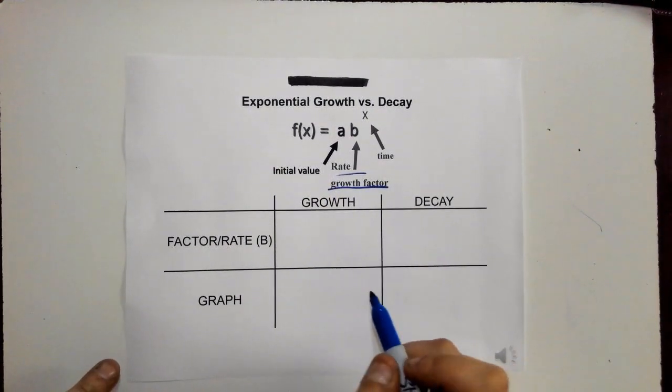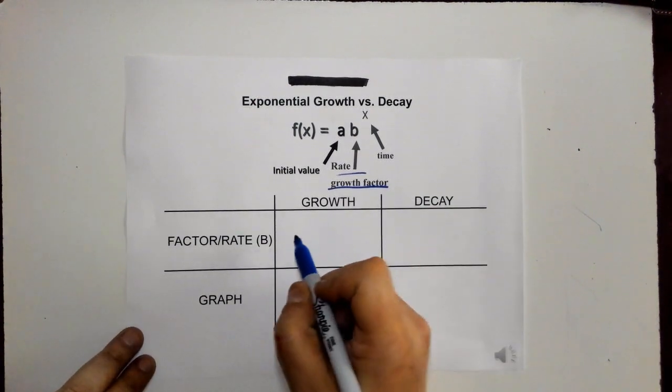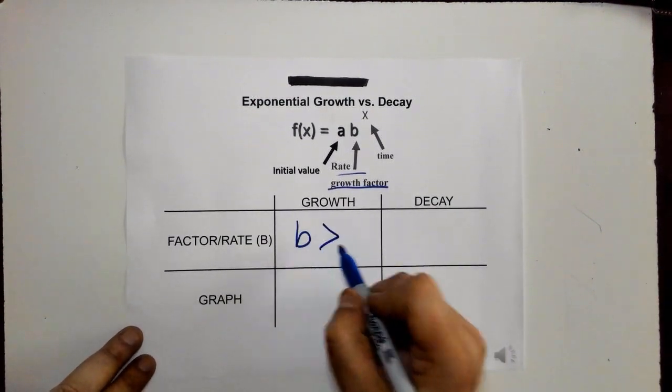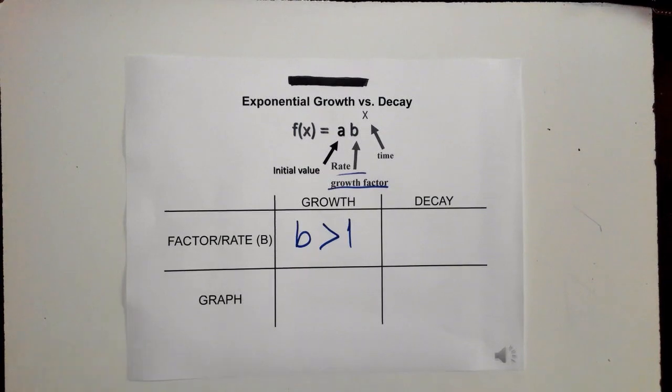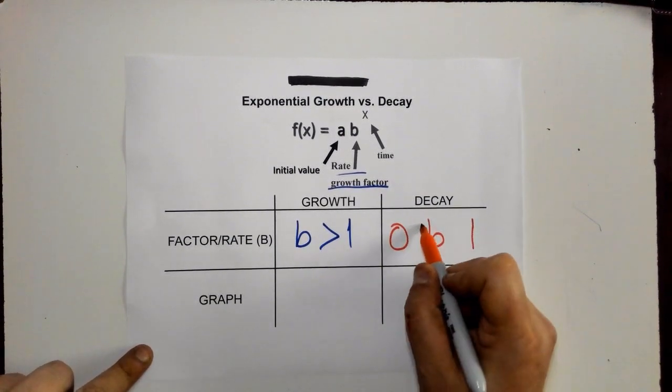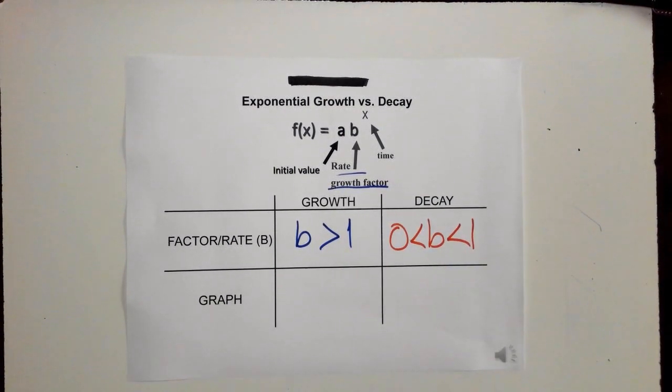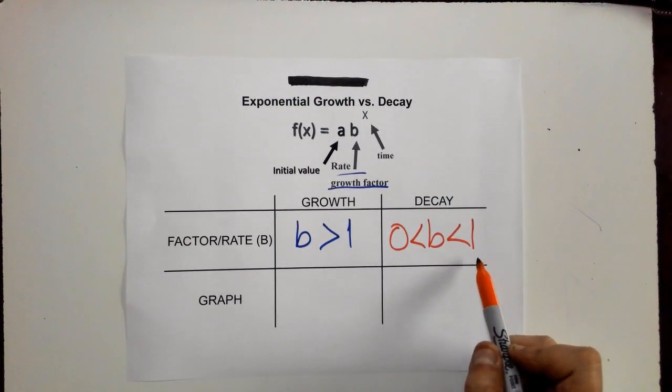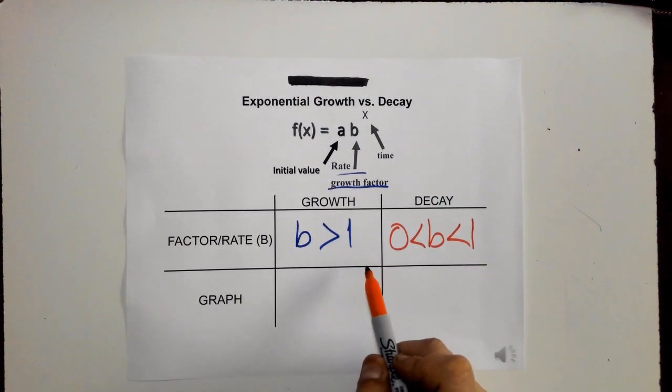Your b value. So when you have a growth, your b is greater than 1. When you have a decay, your b value is between 0 and 1. There are no equal signs, so it cannot be 0, it cannot be 1. It cannot be a negative number either.